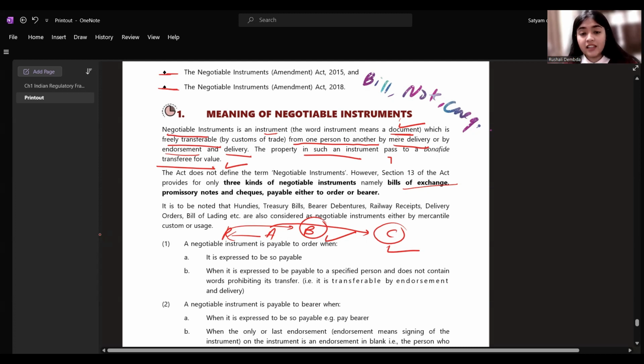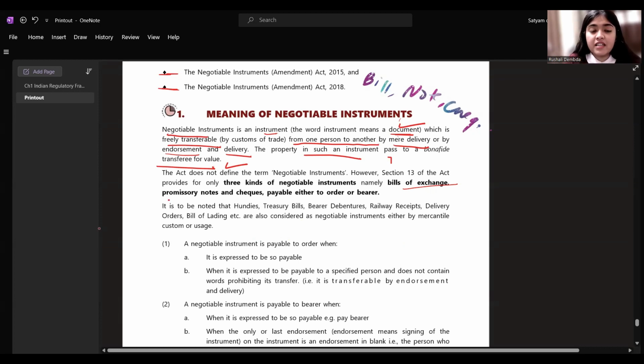I hope this bearer and order is a little clear to you. Then we'll be discussing everything in detail, but wherever these words come up, I'm trying to explain them clearly. Now, we saw that there are majorly three types as per Section 13: bills of exchange, promissory notes and checks, payable either to order or bearer. In detail, when we see negotiable instruments, you'll understand what is to order and bearer.